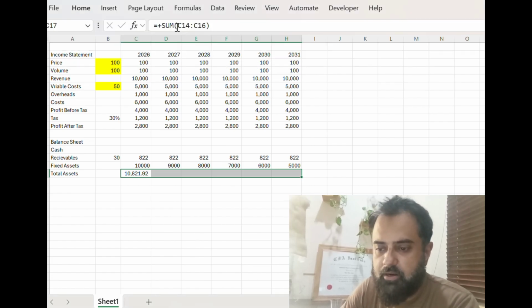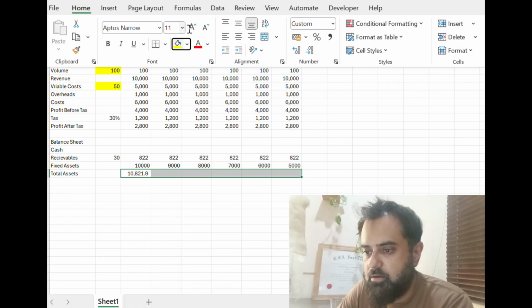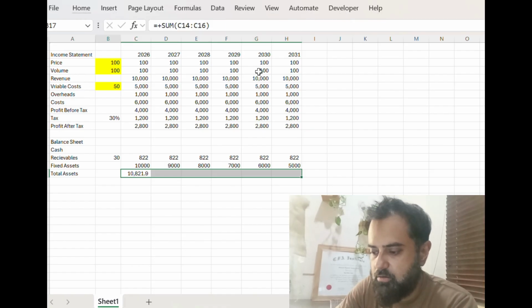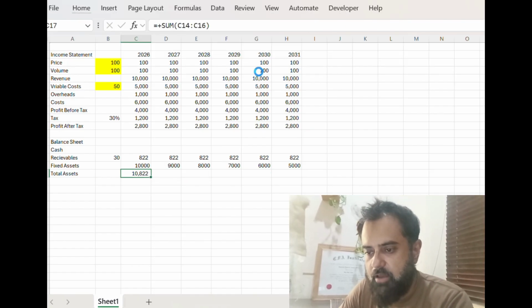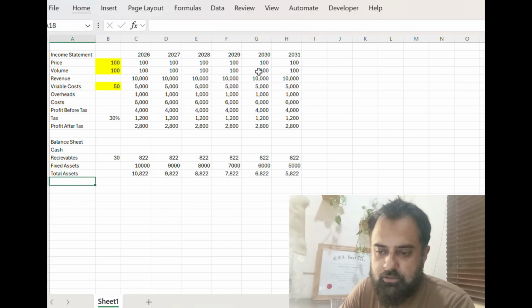Sorry, we make it the accounting format. Okay, what's wrong? So yeah, we drag the formula. These are the total assets.